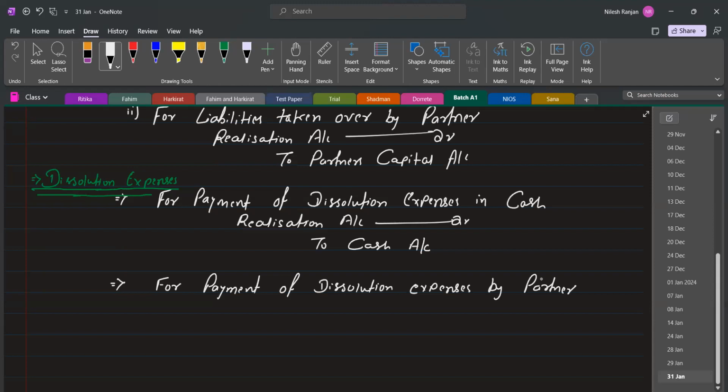Okay, sir. So in this, we have to write realization. Can you tell me what will be the entry? Sir, will it be realization account debit to partner's capital account? Realization account debit to partner's capital account. Very good. Realization account debit to partner's capital.